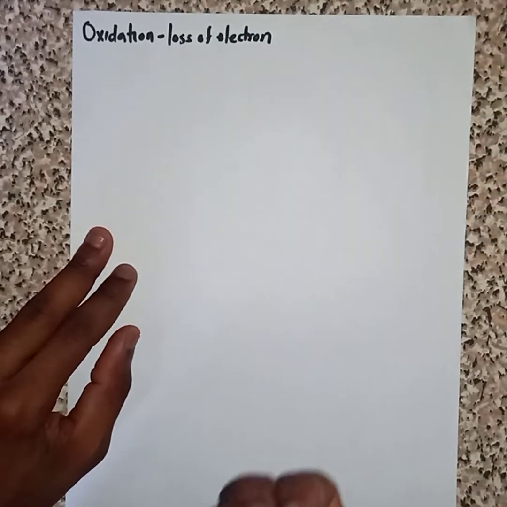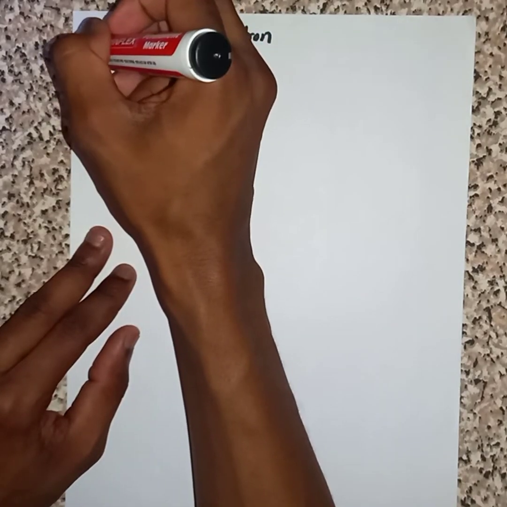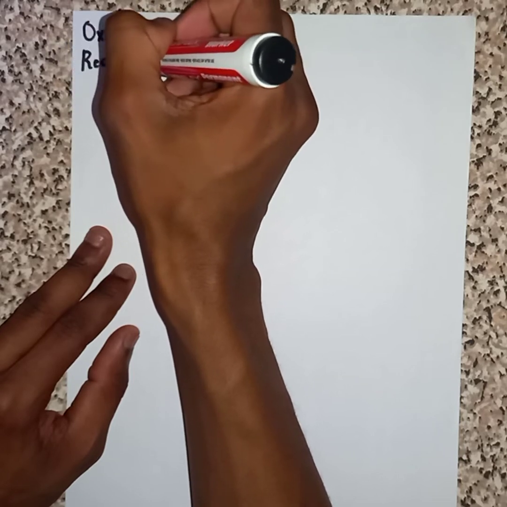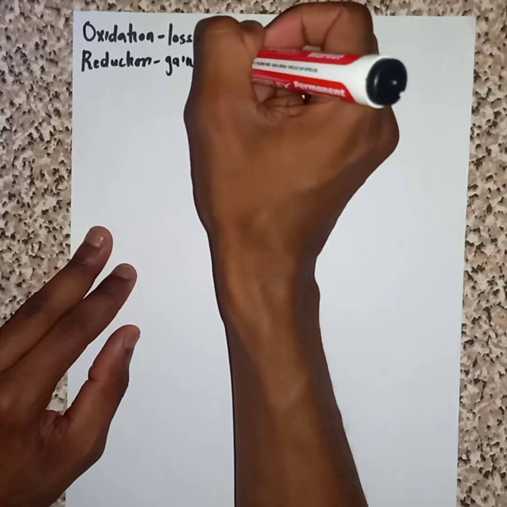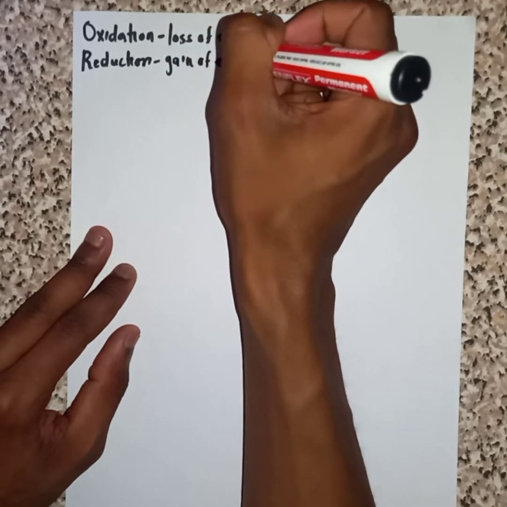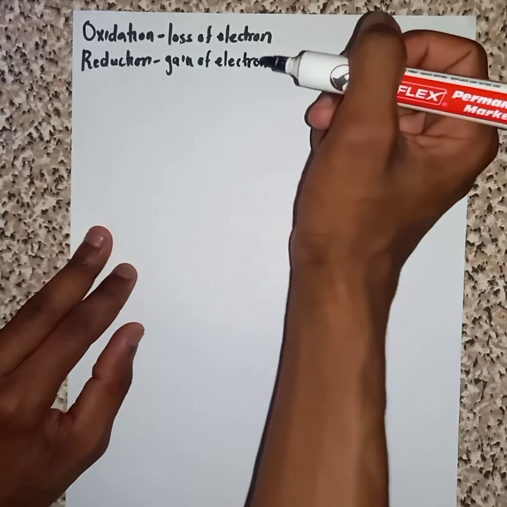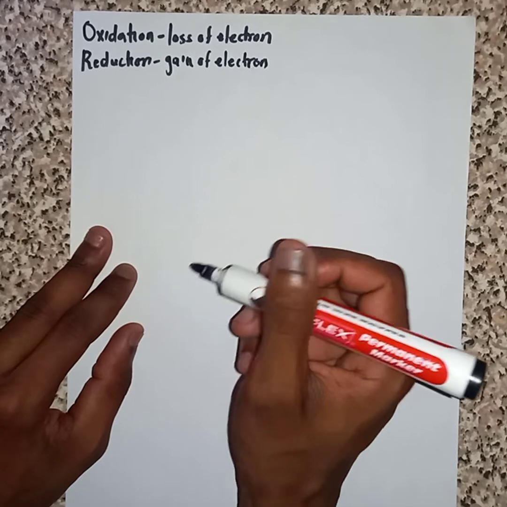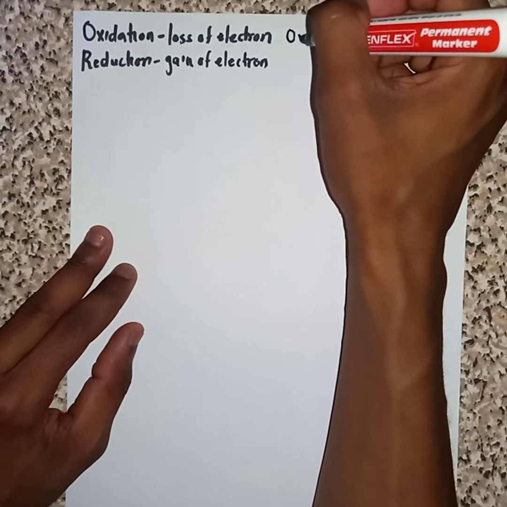Then, let me define as well reduction, another term that you'll come across. The reduction is just the gain of electrons. The substance that loses electrons, we say it is oxidized.